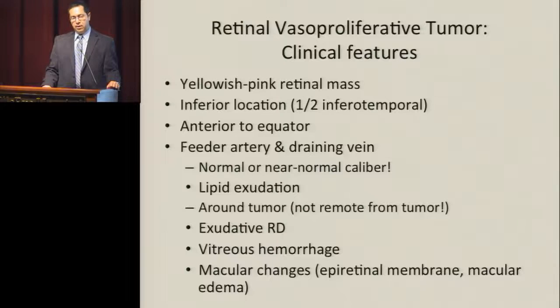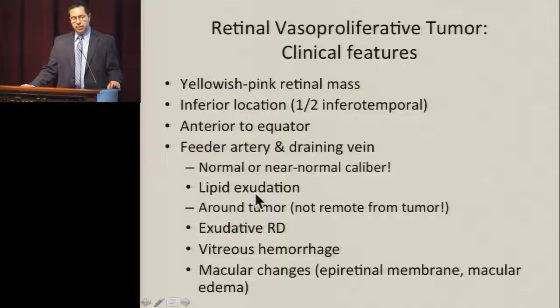Okay, we'll find out. So these are retinal masses, yellowish pink. They are usually located inferiorly. About half of them are actually inferotemporal. That's a typical location. They are anterior to the equator, typically. They have a feeder artery and a draining vein, but remember, the feeder artery and the draining vein, in contrast to retinal capillary hemangioma, are not dilated and not tortuous.